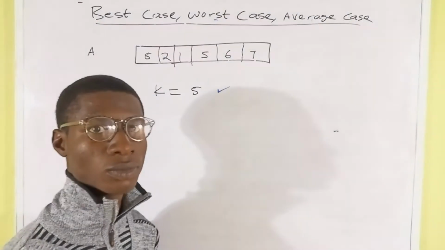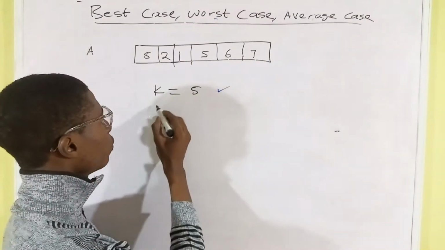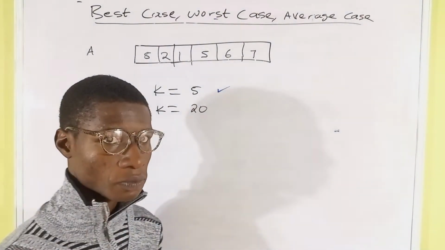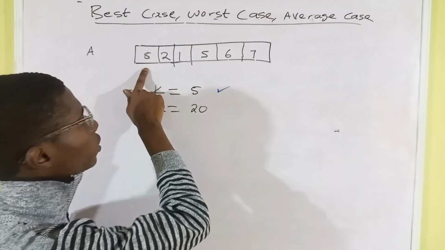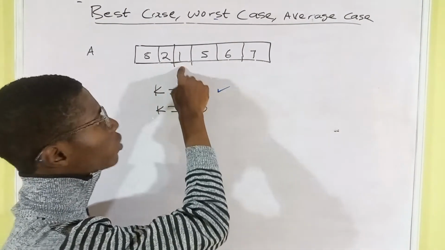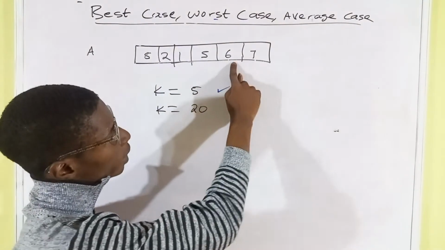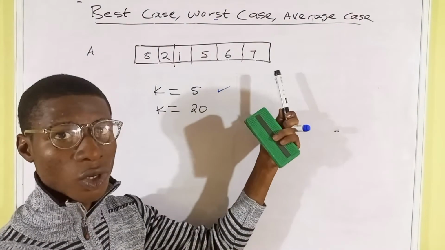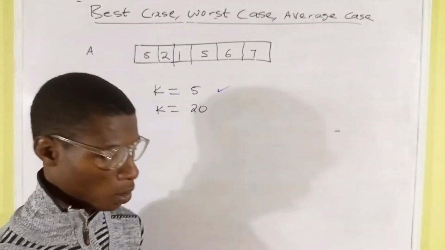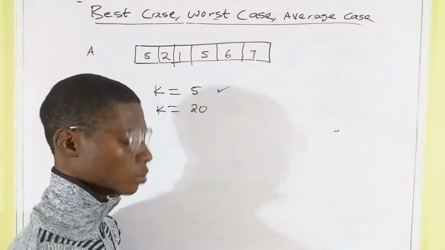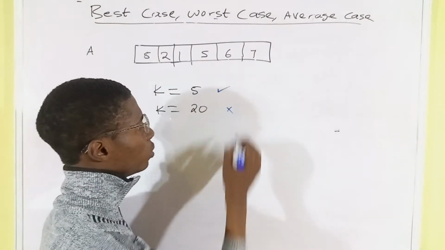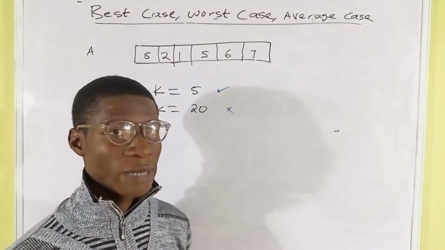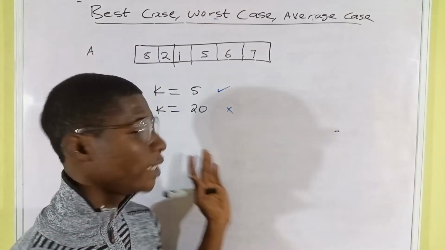is successful. Another example, let's say you're searching for a key of 20. So it begins to check, is this 20? No. Is this 20? No. Is this 20? No. Is this 20? No. Like that. So it can't find 20, like 20 is not in the list of the elements in the array, right? So this search wasn't successful, all right? So a search can either be successful or not. So this is how the linear search works.